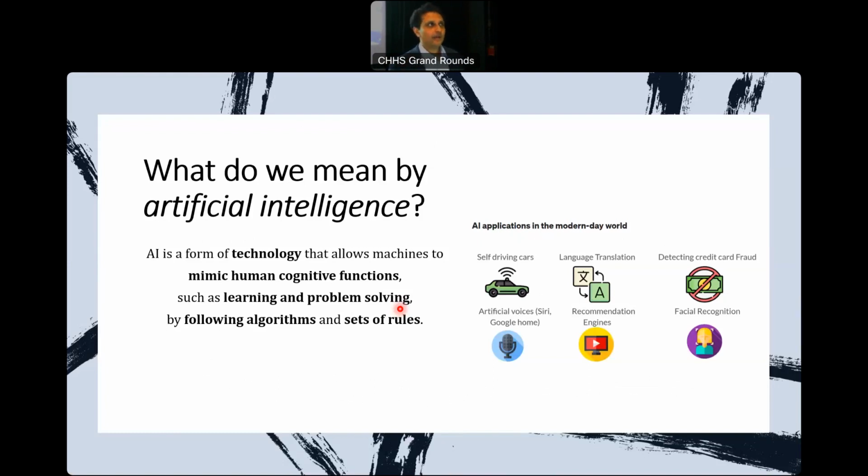And even though we're talking about AI in healthcare now as a relatively new phenomenon, it's actually been around us for many years. Think about Siri or your Google Home, your Alexa, translating apps on your phone. The banks use credit card fraud technology to know whether someone's using your credit cards. Facial recognition is everywhere. All of these are forms of AI that have become mainstream.